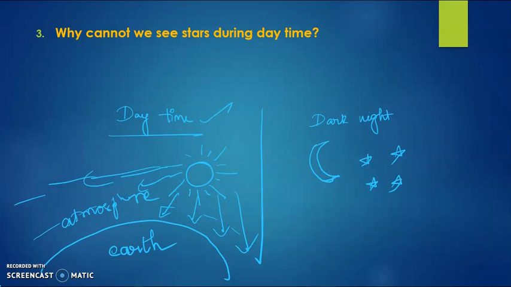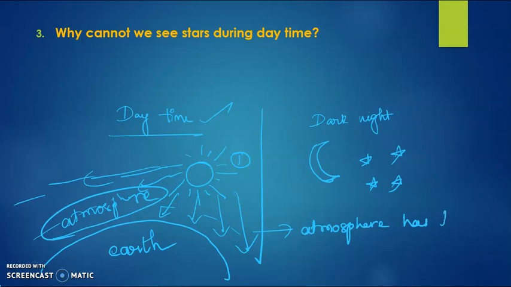Okay, so here there are two reasons. Due to the presence of the sun, it is one reason, and next, the atmosphere has light scattering capacity. So what is meant here by light scattering capacity? The atmosphere can transfer the light to every place uniformly. So here which light? Sunlight. Okay. So because of this reason, we cannot see the stars during daytime.